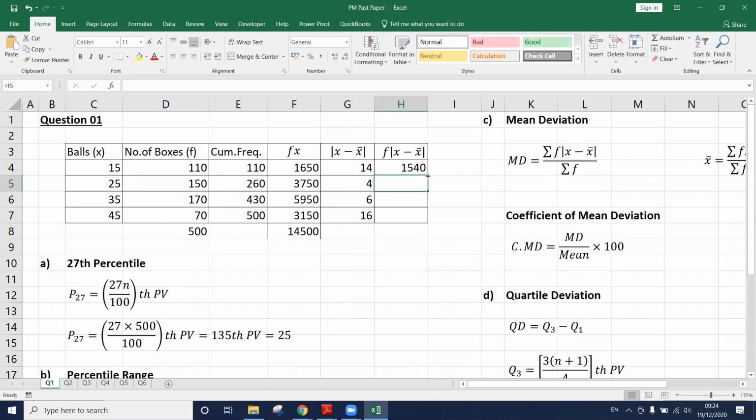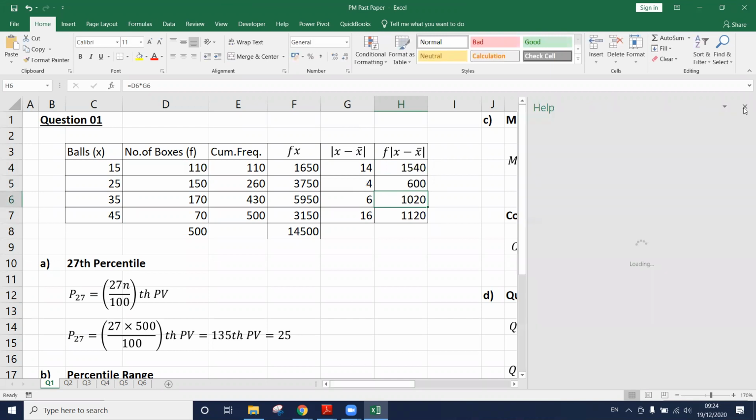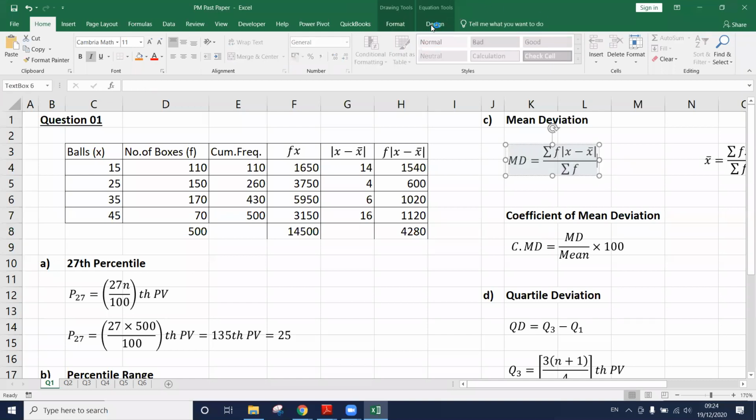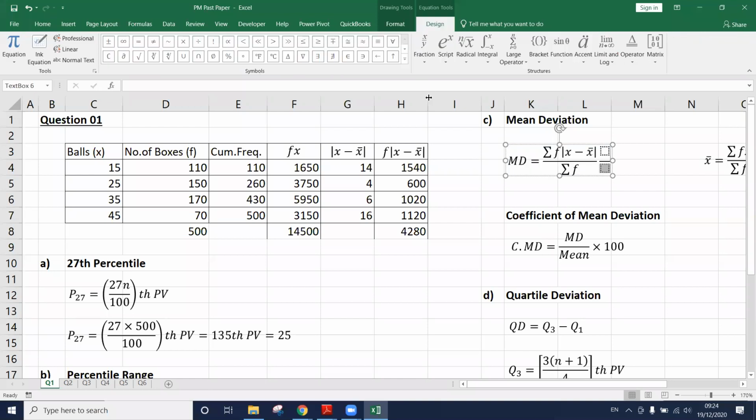Here, f into the absolute values of x minus x bar. Right. Again, f into x minus x bar absolute values. So we need to consider the sum of this column. That is why the sigma notation is here. The sum of this is 4,280. That should be the value over here. 4,280, and sigma f value is 500.